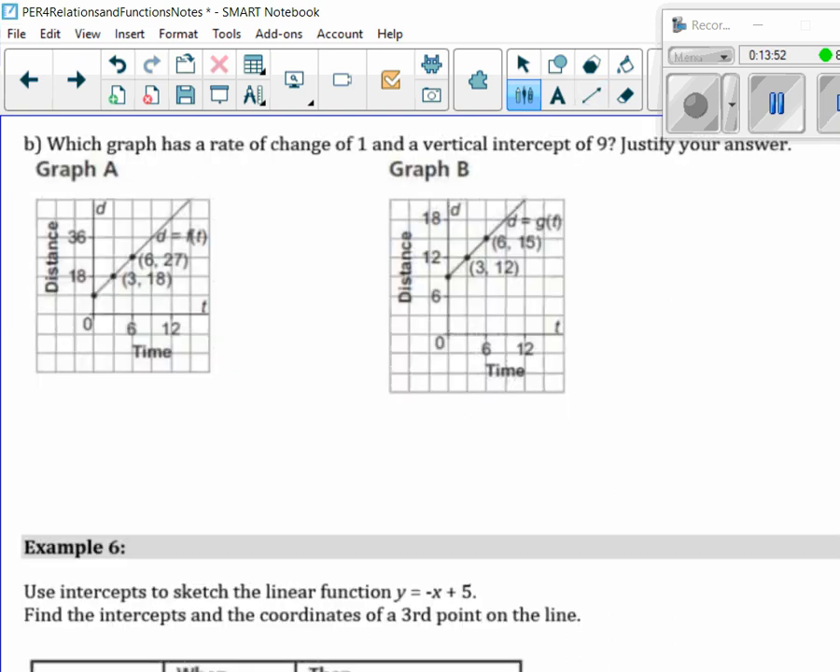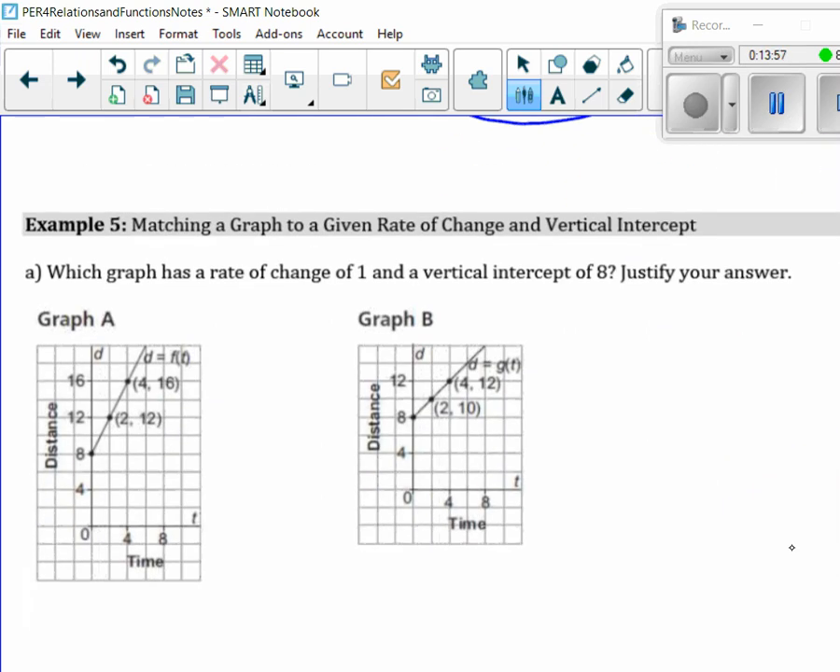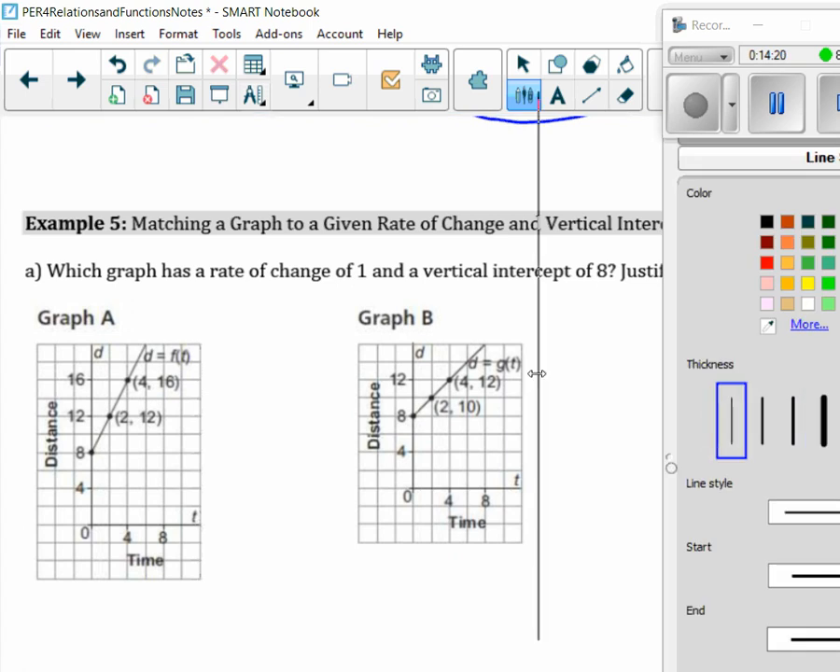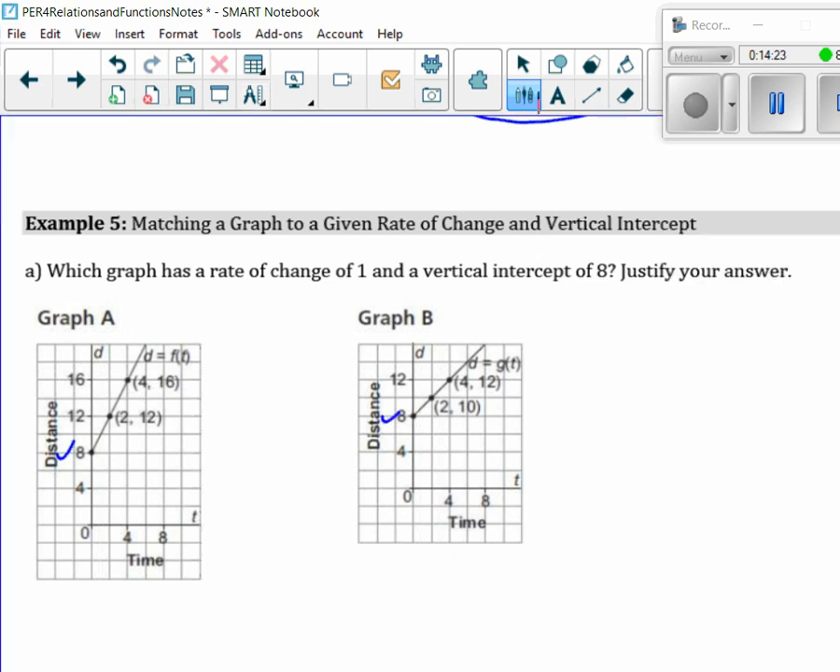Okay, let's try the next one. Oh no, we have this here. Just randomly, we're matching a rate of change and a vertical intercept. Okay, which graph has a rate of change of 1 and a vertical intercept of 8? By just first glance, they both have a vertical intercept of 8, right? Does everybody agree? Both of them have a vertical intercept of 8, right there and right there. Okay, so which one has the rate of change of 1?